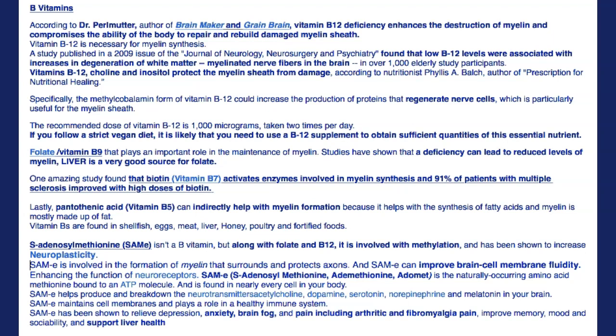Folate, vitamin B9, plays an important role in the maintenance of myelin. Studies have shown that a deficiency can lead to reduced levels of myelin, and that's why I started to eat liver again on a daily basis. It's a very good source of folate and a very good source for vitamin B12.